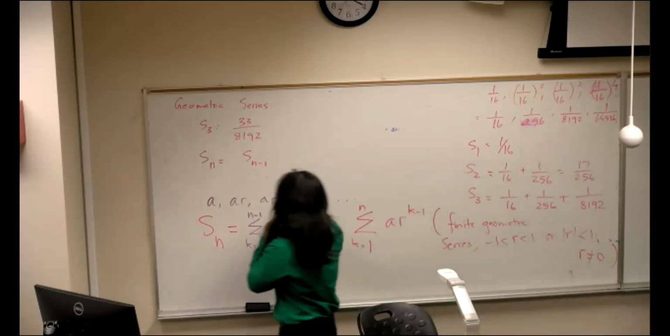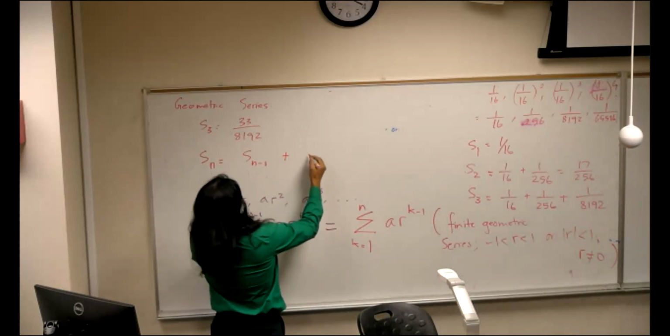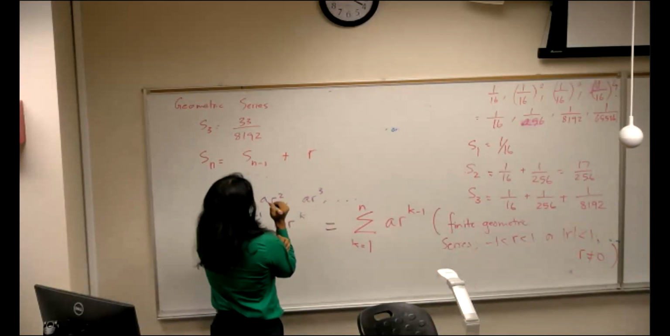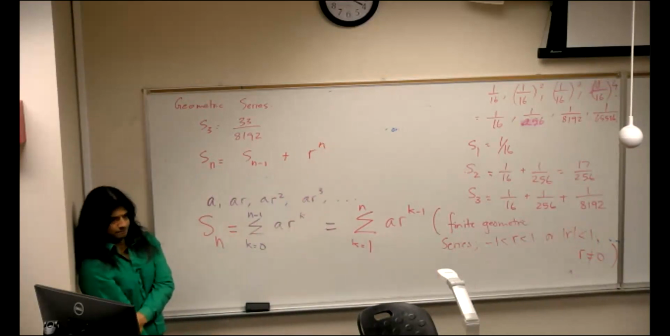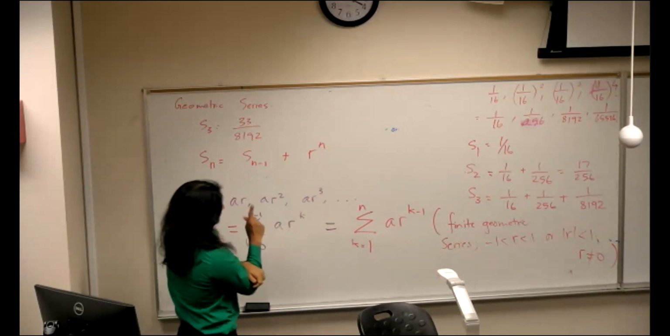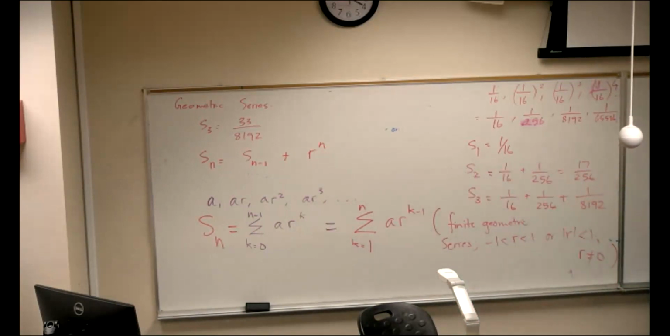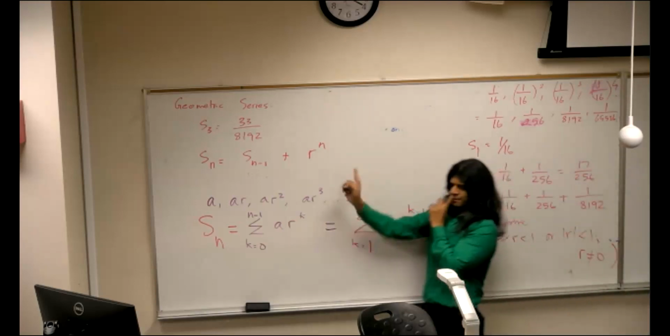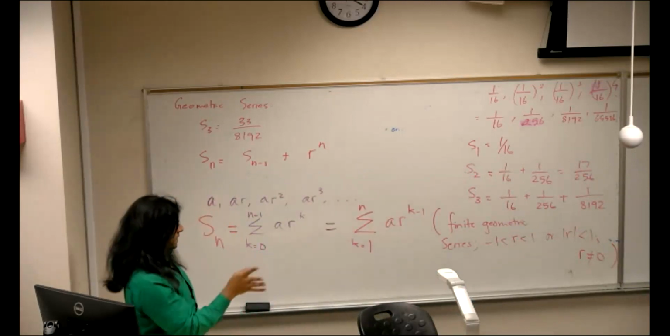So I could say, instead of calling it 2, R raised n. Yes, S3 would be equal to S2, whatever sum you had, and you are adding 1 over 16 raised 3, which is 1 over 8,192. That's pretty much what I did. Agree?